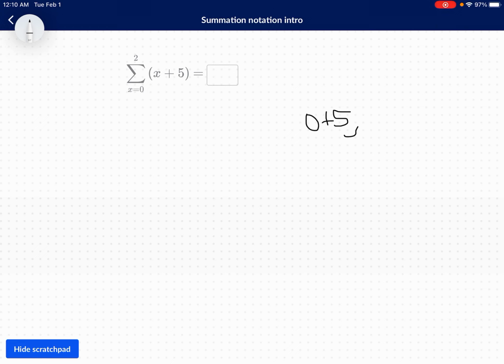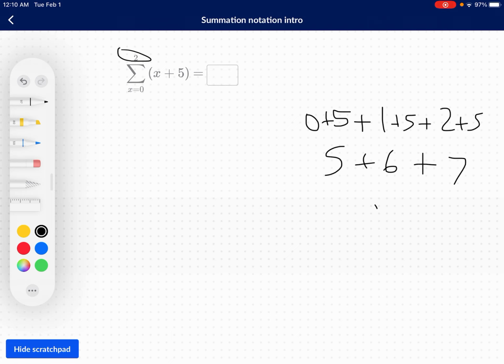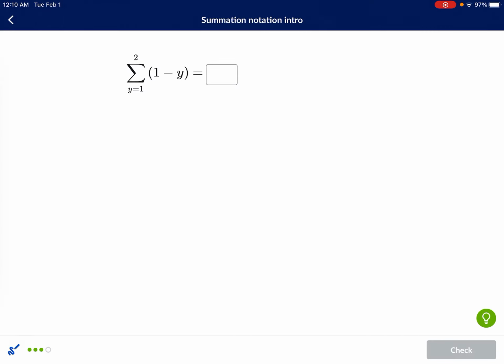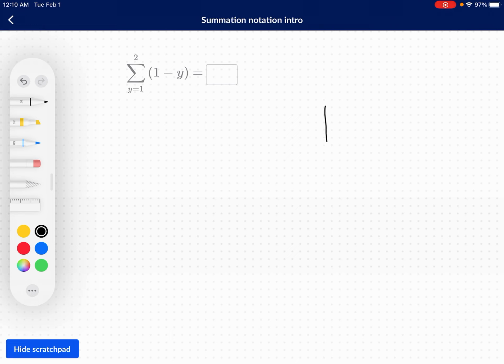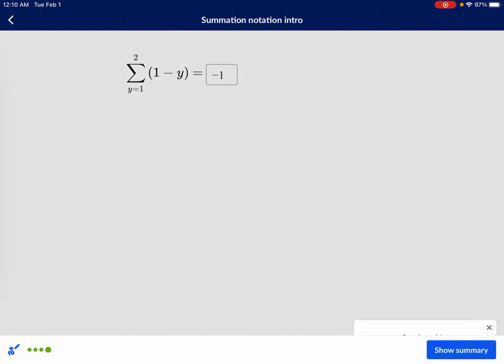Same thing, 0 plus 5, 1 plus 5. No, this is a series, not a sequence. 0 plus 5 plus 1 plus 5 plus 2 plus 5. So 5 plus 6 plus 7, that is 18. Same thing, 1 minus 1 plus 2, 1 minus 2, that's 0 plus negative 1, that's negative 1.